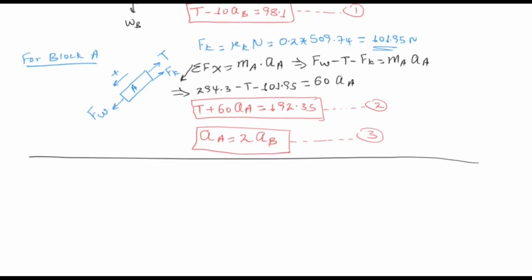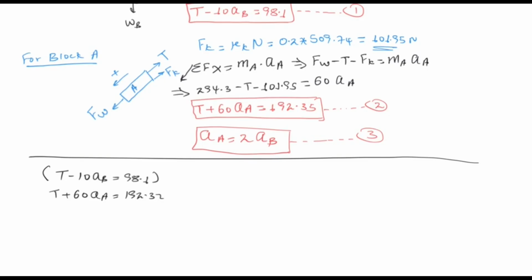Let's write equation 1 and equation 2 again. From equation 1, T minus 10 acceleration of B is 98.1, and from equation 2, T plus 60 acceleration of A is 192.32. Now to cancel the tension force, we can multiply the first equation by -1 and then sum the two. Then finally we'll get the relationship between acceleration of A and acceleration of B.